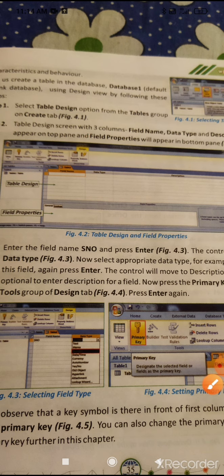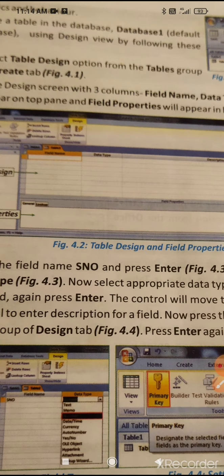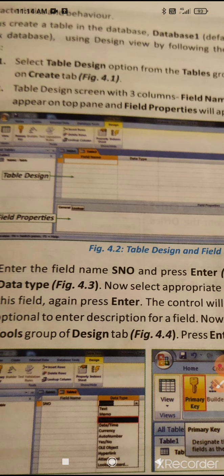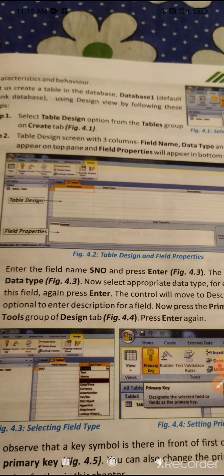So step 1 is select the table design option from the tables group on the create tab. It means we have to click on the design option, on the create tab, in the tables group. After that, this interface will come.